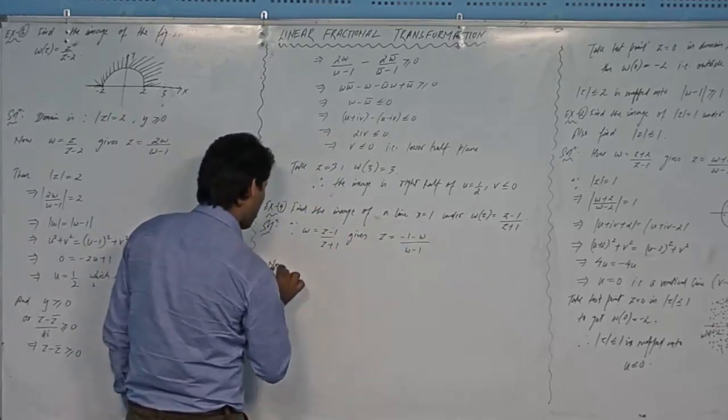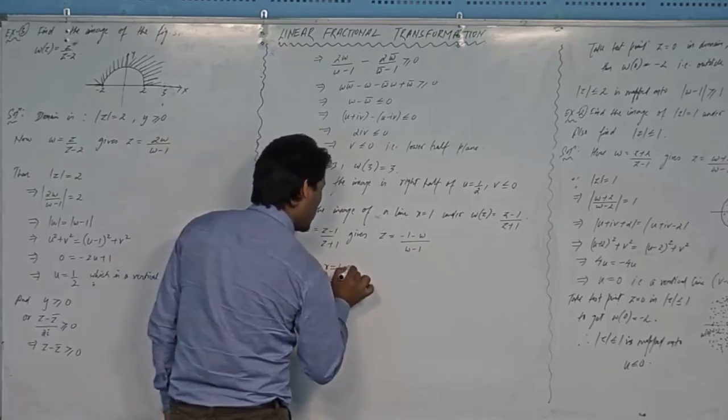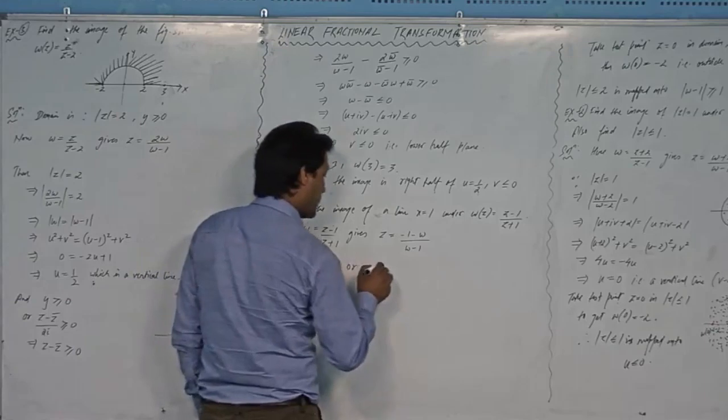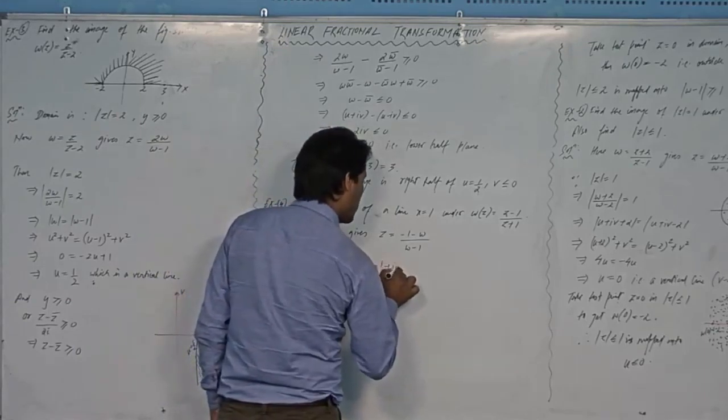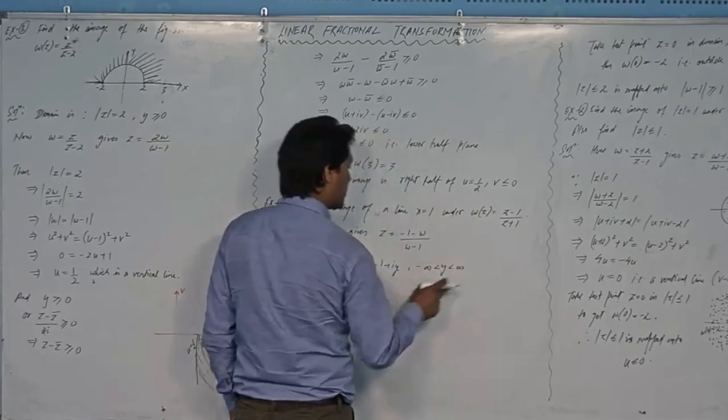Now the line is x equal to 1, or you can write it in this form, z equal to x plus iy, x is equal to 1, so 1 plus iy, and y will vary from minus infinity to infinity.